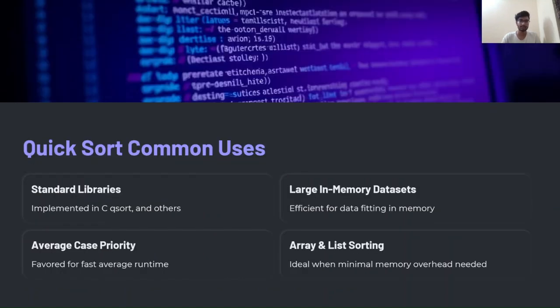Quicksort common uses: standard libraries, average case priority, large in-memory datasets, and array and list sorting.